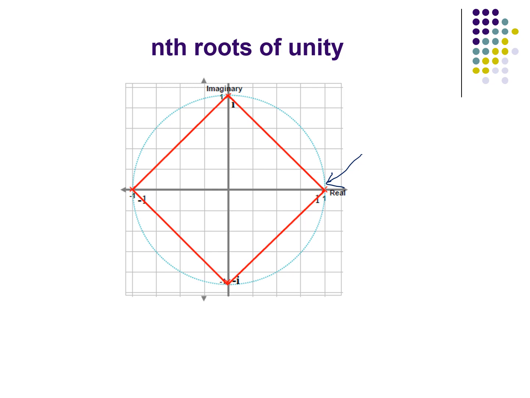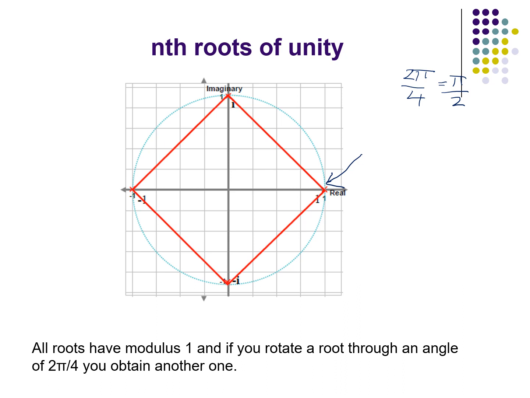Each one we rotate round by 2 pi is all the way round. I need to fit 4, so we rotate round by 2 pi by 4, which is the same as pi by 2, and that's what gives me 1 on the imaginary axis, negative real, and then round on the other one. So again, all roots have modulus 1, so they're on the unit circle, and this time we're rotating through 2 pi by 4 or pi by 2 to get the next one.